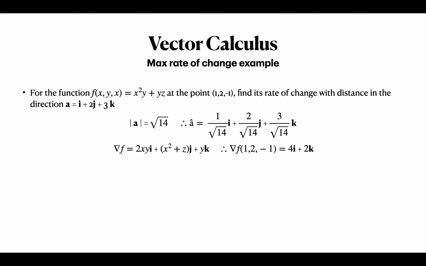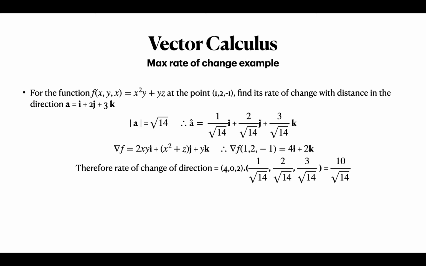Now, the rate of change then, guys, is the dot product of a hat and the gradient of f. And in this case, you get 10 over root 14. So that's the first. And we've done this problem before, actually. This is another example of the same thing.